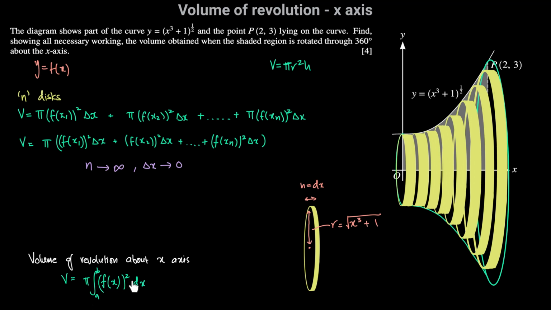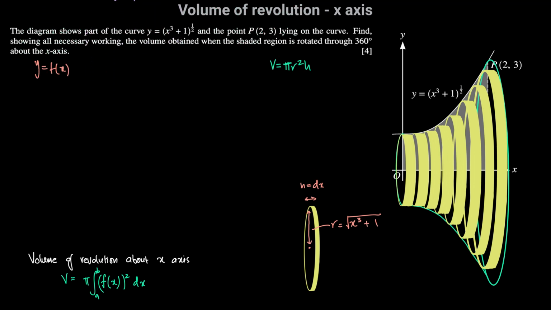So this integral over here represents this sum as n approaches infinity, and therefore delta x approaches 0. That's dx, and we factored out the pi over here. So this expression will give us the volume of revolution or rotation for any function 360 degrees about the x-axis. And we're integrating from x is equal to a to x is equal to b. So in the example that we have over here, we're integrating from x is equal to 0 to x is equal to 2.